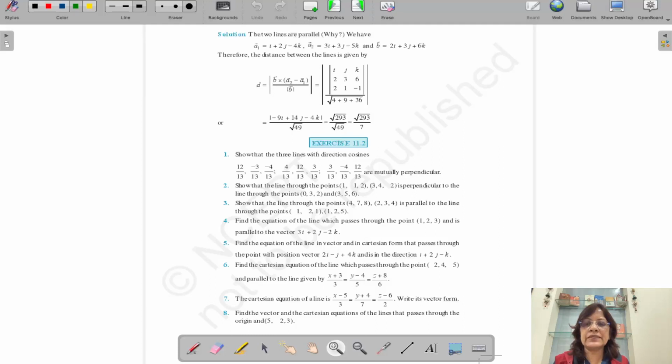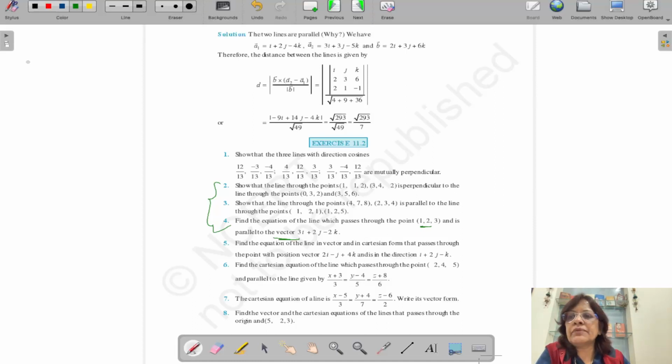In this, what questions are important? First is this perpendicularity condition I'll discuss. First, we see the fourth question. Find equation of line which passes through the point 1, 2, 3 and parallel to the vector. Same type.